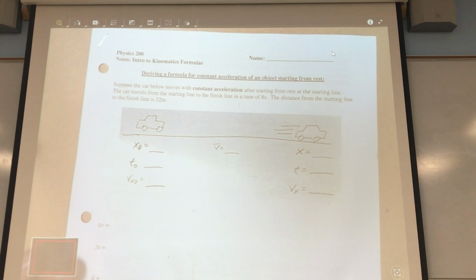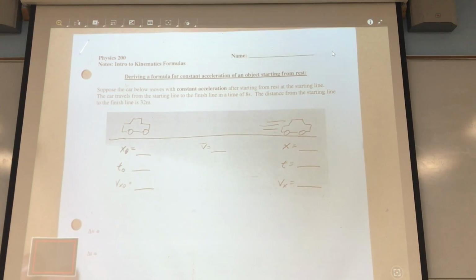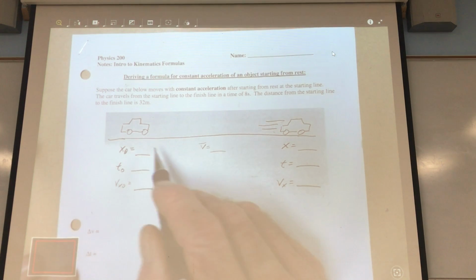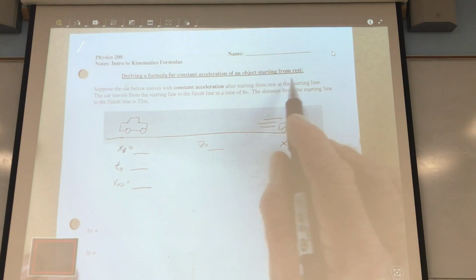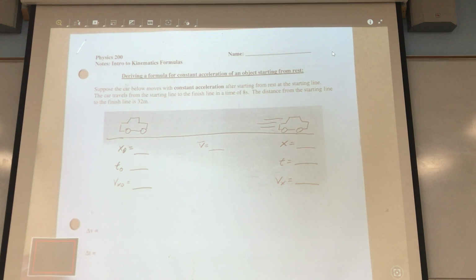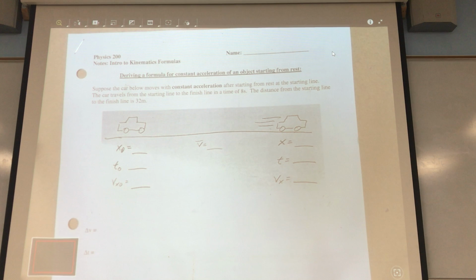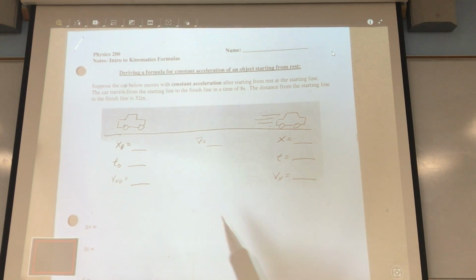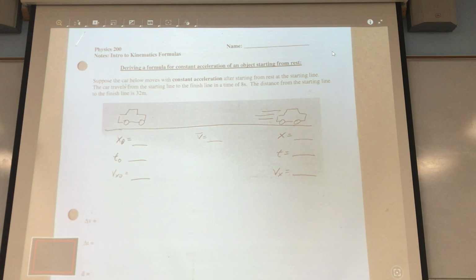Excuse me, if you don't mind me teaching here, I'd like to do that. So we have this deriving a formula for constant acceleration of an object starting from rest. It's a pretty simple situation where something is starting from rest and then accelerating. In this case, it's this nice looking car. And we'll start by filling in some stuff, and then I'll do some algebra, and then I'll tell you that I won't do this a whole lot unless you want me to.